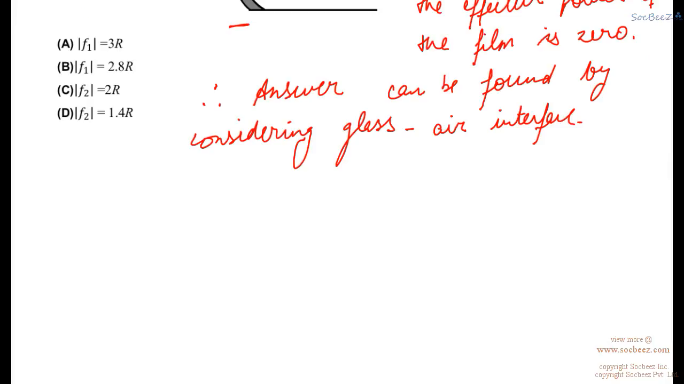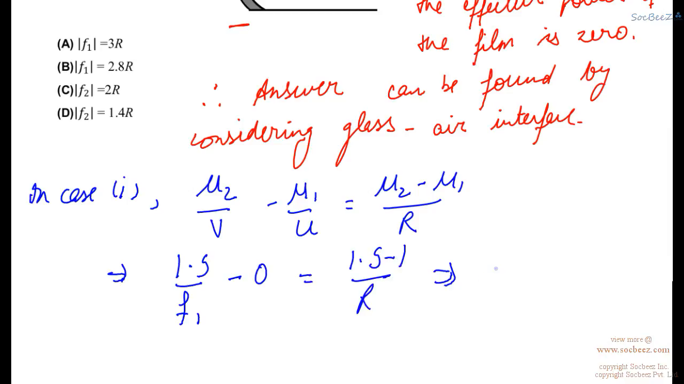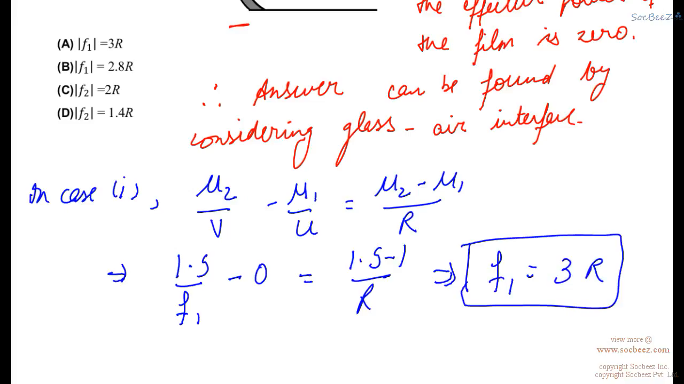Okay, so now in case 1, mu2 upon v minus mu1 upon u equals mu2 minus mu1 upon r. We know this. So this gives us 1.5 upon f1, since u is 0, rays are parallel. Therefore this will be 0 equals 1.5 minus 1 upon r. After solving it, this gives us f1 equals 3r.